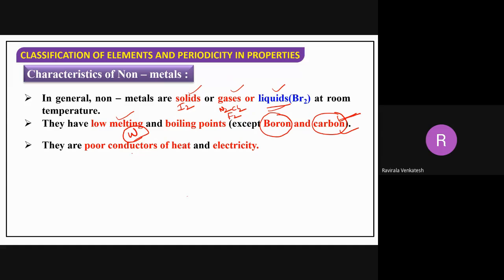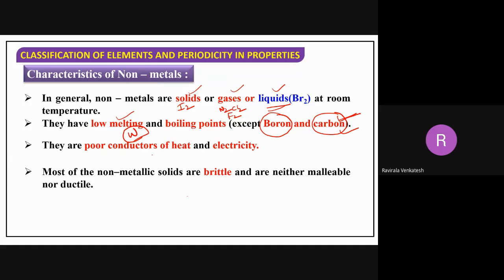And compared to metals, they are very poor conductors of electricity, and most of them are brittle in nature. Brittle in nature means they break very easily. For example, you take any solid crystal like sugar, it will be brittle. If you cut that sugar, all particles will have the same shape. We don't have different shapes actually.